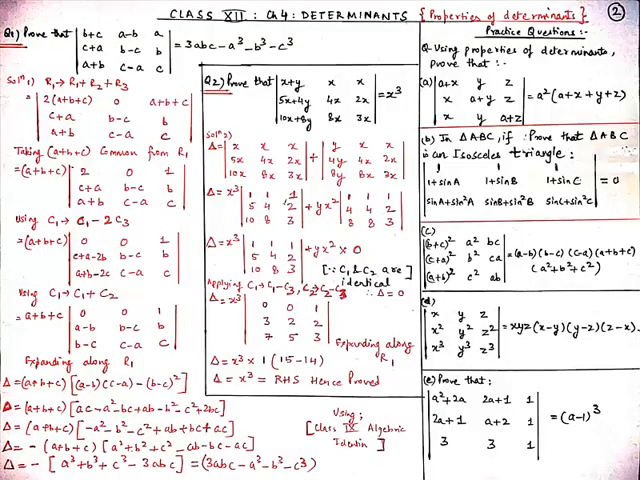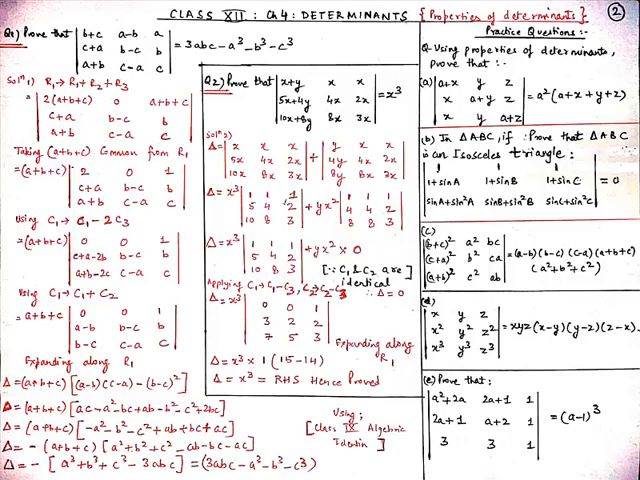Today in this video we will be doing some more questions based on properties of determinant. So our first question for today is: prove that the determinant with rows (b plus c, a minus b, a), (c plus a, b minus c, b), (a plus b, c minus a, c) is equal to 3abc minus a cube minus b cube minus c cube.